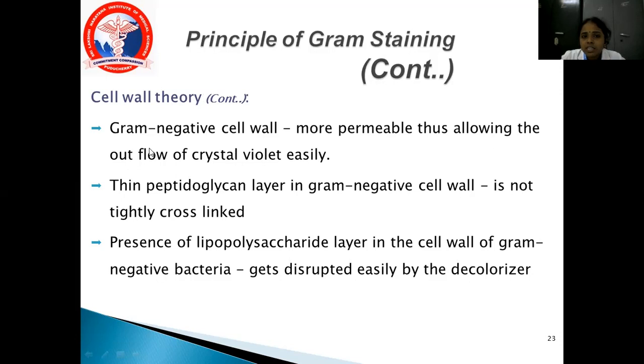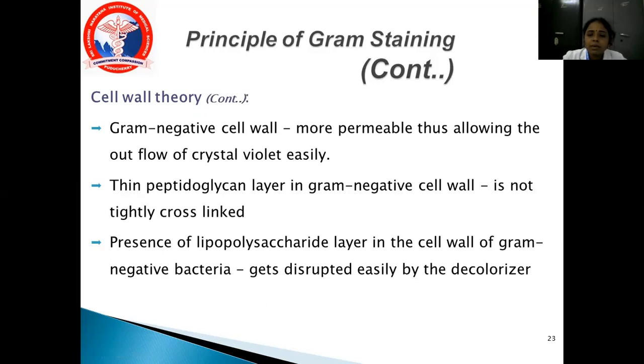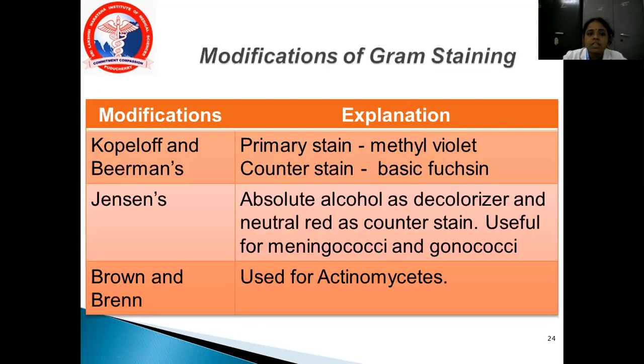So in the third step, decolorization occurs. Then it takes up the counter dye, that is dilute carbol fuchsin, so the gram negative bacteria appear pink in color. The gram positive cell wall has a thick peptidoglycan layer, and it acts as a permeability barrier to loss of the crystal violet. So in case of gram positive, remember it has a thick peptidoglycan layer. In case of gram negative, it has a thin peptidoglycan layer.